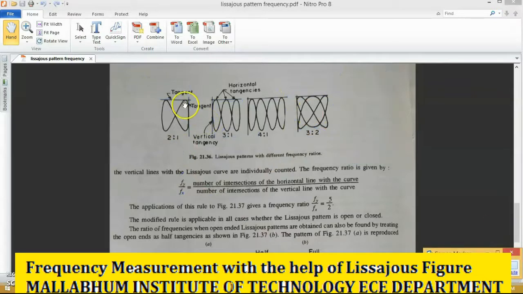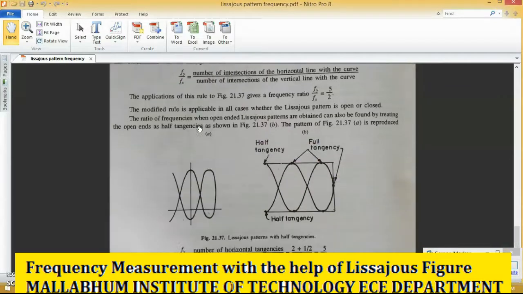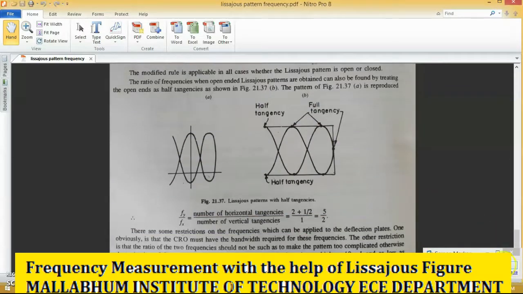Now other types of waveform are also there. Suppose this type of waveform is being generated, so this is called the half tangency. This is the half tangency, not the full. So in that case this is the full 2 horizontal and here is half, so 2 plus half, and in the vertical there is only 1, so this is 1, so 5 by 2.